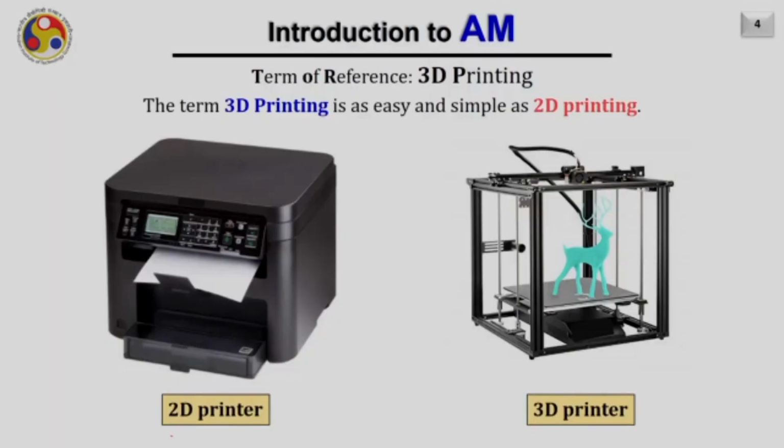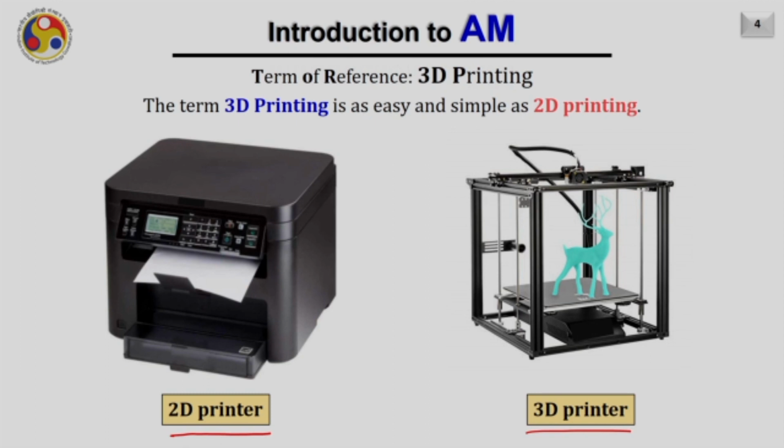So, the first one was 3D printing. The term 3D printing is as easy and simple as 2D printing. Therefore, many prefer to call this technology 3D printing. The analogy is very simple. What you are seeing here is a 2D printer which can print any image on a two-dimensional object, like a flat surface, and this is a 3D printer which can make the object in three dimensions.